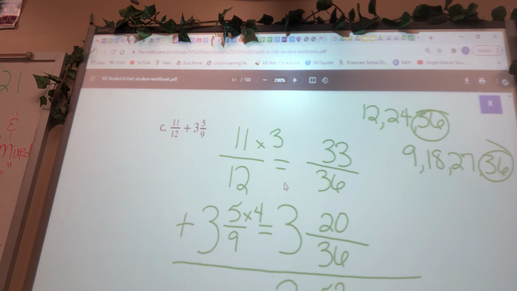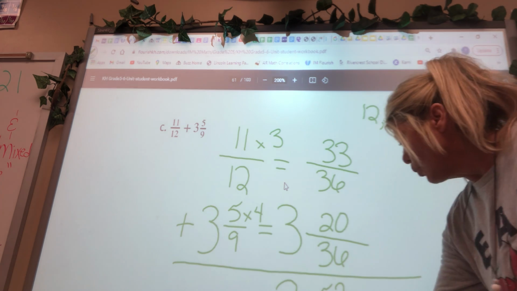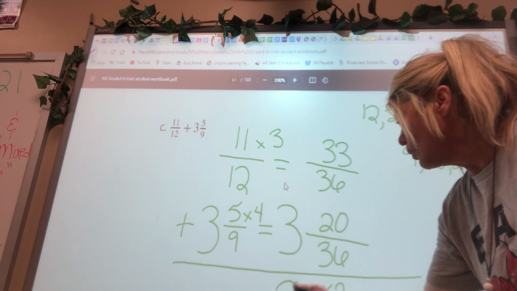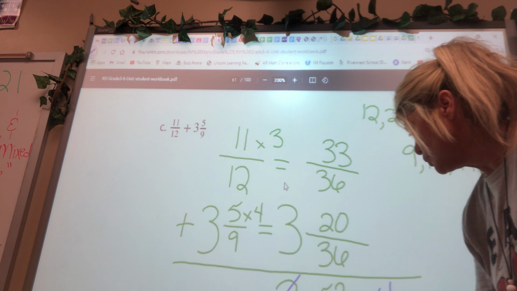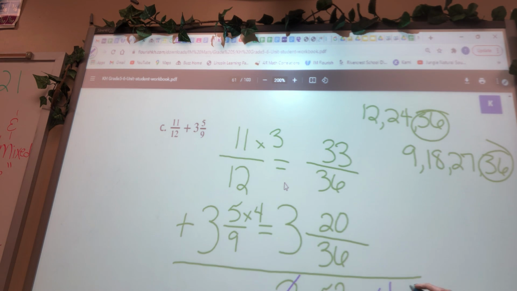53. Okay, now, this one gets a little tricky on us. 36 will go into 53 how many whole times? 1. It'll go once, so that'll give me one more whole one, won't it? So now I have 4 whole ones. How much would be left over? 17/36. Is it in simplest form? Yes, because 17 is a prime number.